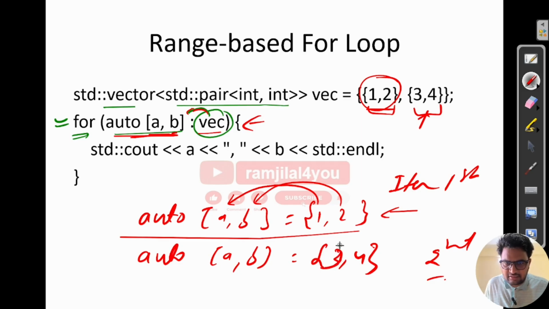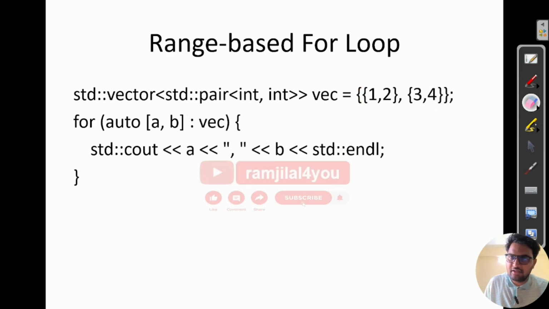Here 3 will get copied to A and 4 will get copied to B again, right? So here first this 1 and 2 will get printed, and then in the second iteration again it will go here, and then 3 and 4 will get copied to A and B, and here 3 and 4 will get printed. I hope it is clear. This is quite confusing, but it is very simple. If you know the range based for loop, then it is very simple for you, right? I hope it is clear to you.